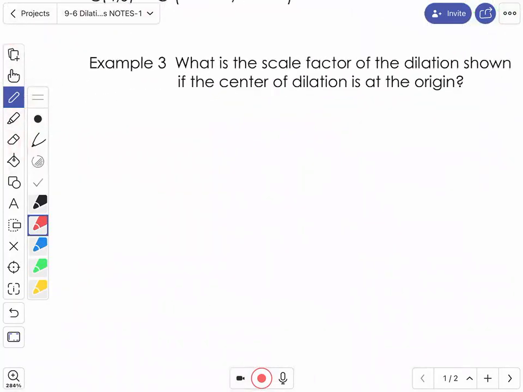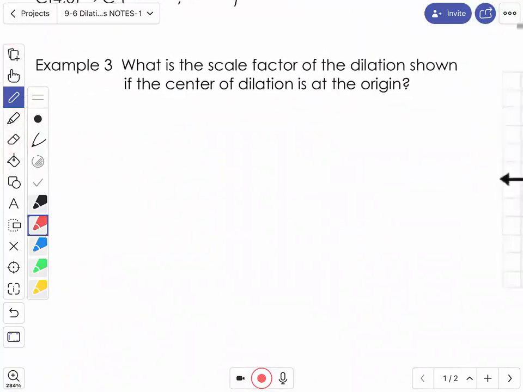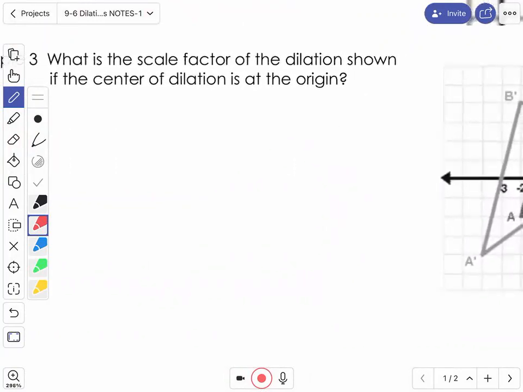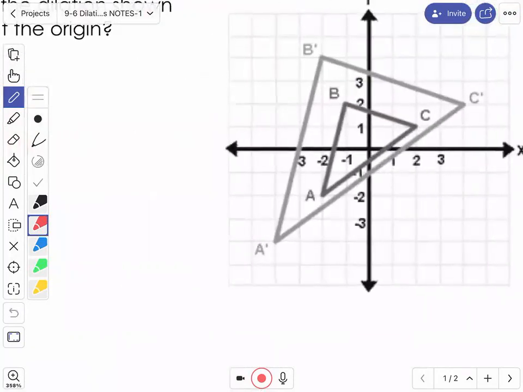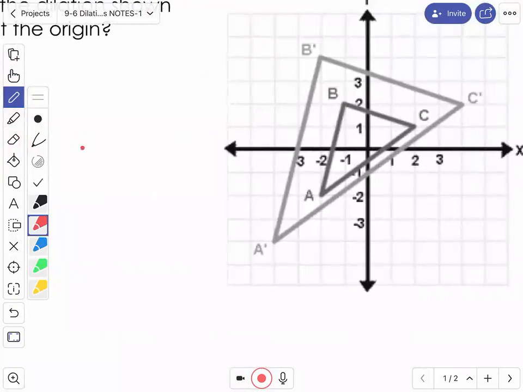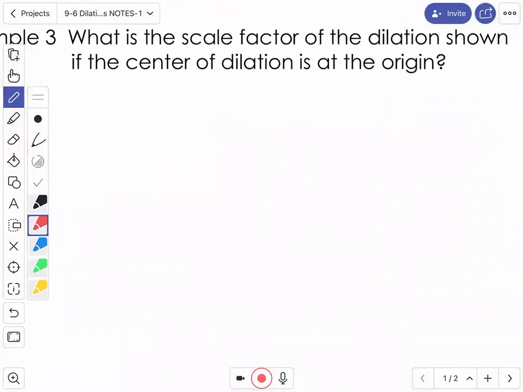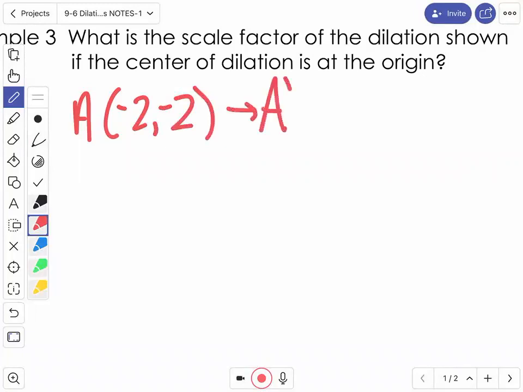Let's check out example 3. This time we're looking at a figure and its dilation. We need to find the scale factor. Let's see what that multiple was. So we need to look at all of our original points. So A, B, and C. So our original A is at -2, -2. Something was done to it, and A prime is sitting at -4, -4. We need to figure out what the scale factor is of this.